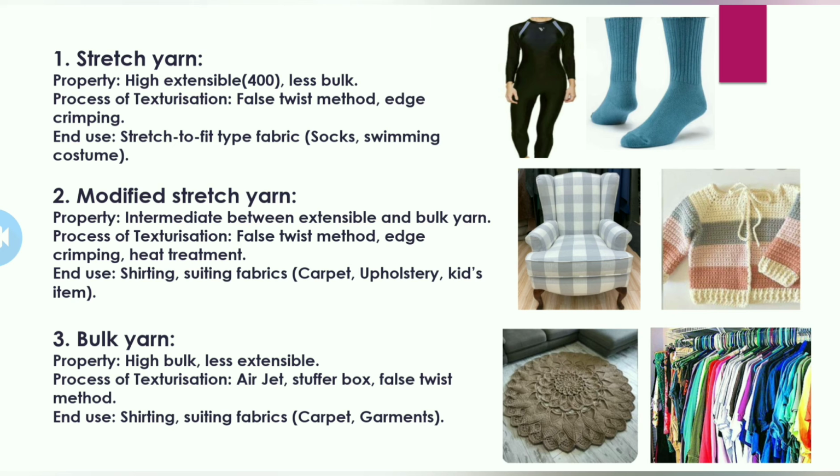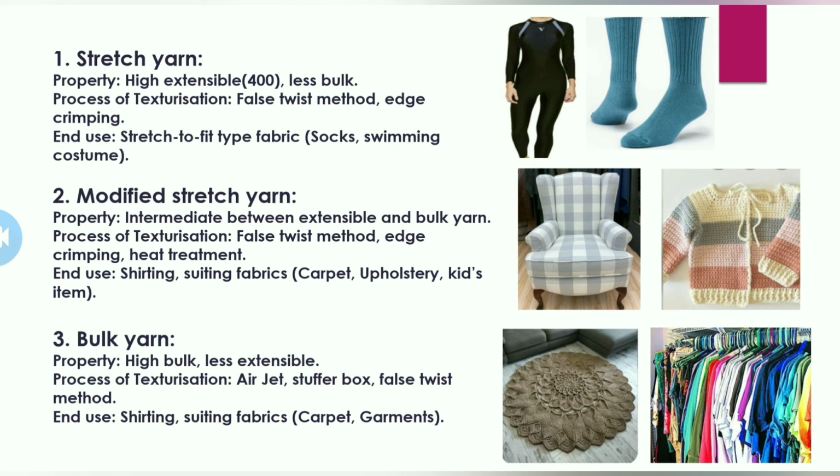Stretch yarn. Property: highly extensible and less bulk. That means the elastic extensibility can be as high as 400%, with less bulk per unit weight and helical crimpness. Process of texturation: false twist method as crimping. In use, these yarns are mostly used for skin-fit type fabric. Here we see a beautiful swimming costume and beautiful socks. This fabric is made by stretch yarn.